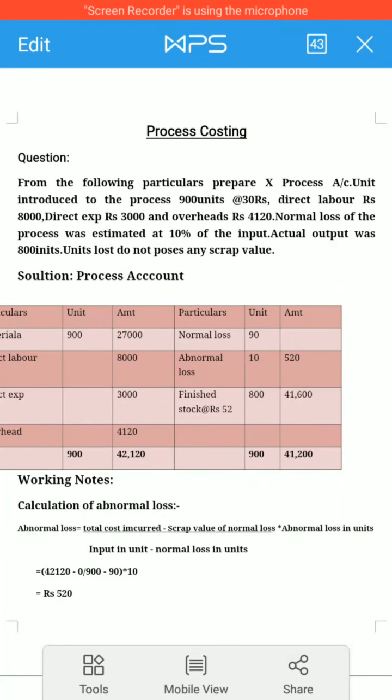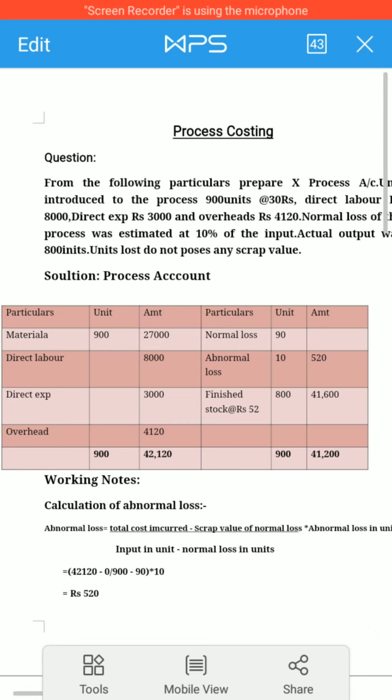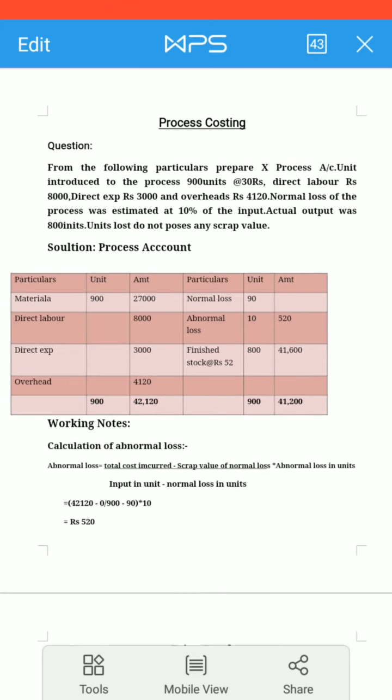The first question is: from the following particulars, prepare the process account. Units introduced to the process: 900 units at rupees 30, direct labor rupees 8,000, direct expense rupees 3,000, and overhead expense rupees 4,120. Normal loss of the process was estimated at 10% of the input. Actual output was 800 units. Units lost do not have any scrap value. Now coming to the solution part.